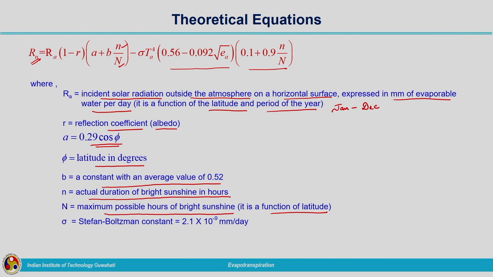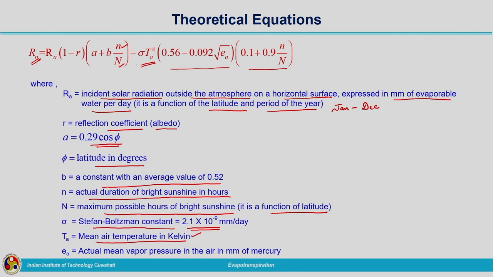Now, coming to sigma. Here we are having a term sigma Ta to the power of 4. Sigma is nothing but our Stefan-Boltzmann constant, that is taken as 2.1 into 10 to the power of minus 9 millimeters per day. And Ta is the mean air temperature in Kelvin. You need to be careful about the unit, it is in Kelvin. Then one more term is present, that is Ea, which is familiar to you, that is the actual mean vapor pressure in the air in millimeters of mercury.